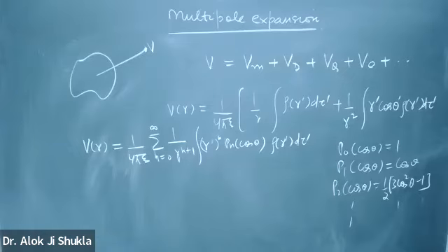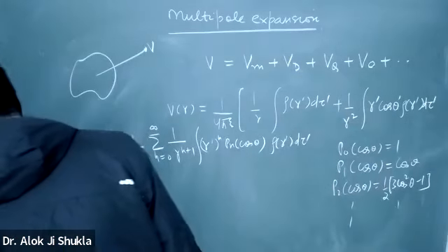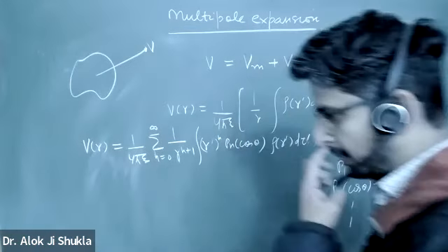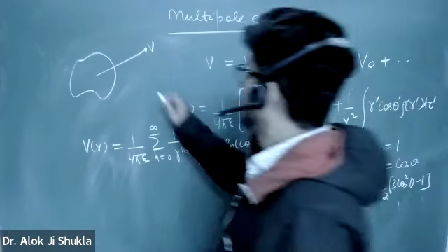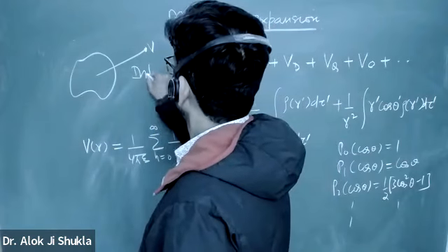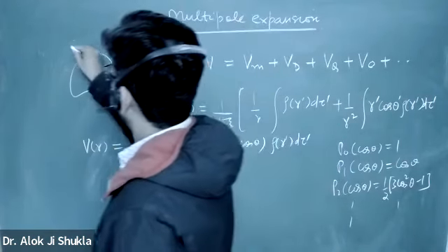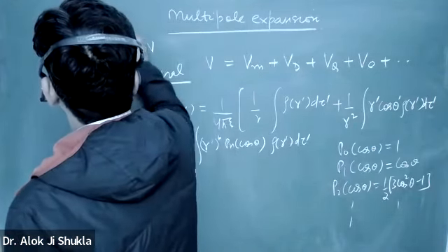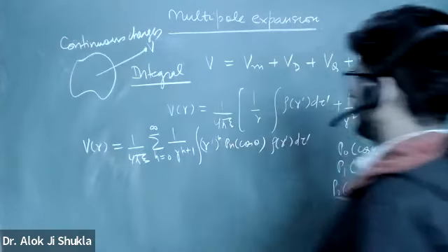Okay? Did you understand? Yes, sir. These are the terms for monopole, dipole, quadrupole, all the contributions in integral form. So I have written all this in integral form. Where will the integral form be used? Where you have continuous charges. For continuous charges, you will use this integral form of the potential.